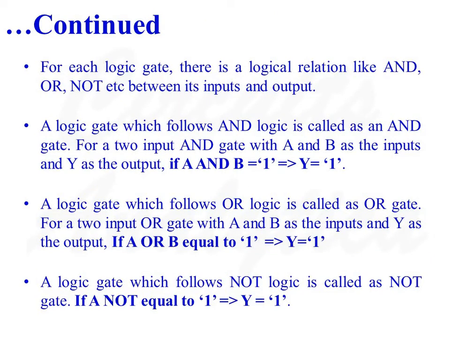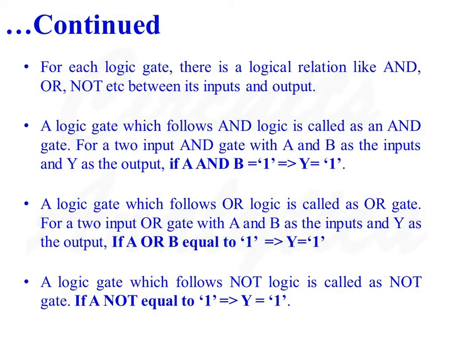For each logic gate, there is a logical relation like AND, OR, NOT between its inputs and output. A logic gate which follows AND logic is called an AND gate. For a two-input AND gate with A and B as the inputs and Y as the output, if A and B is equal to 1, then Y is equal to 1, else Y is equal to 0.